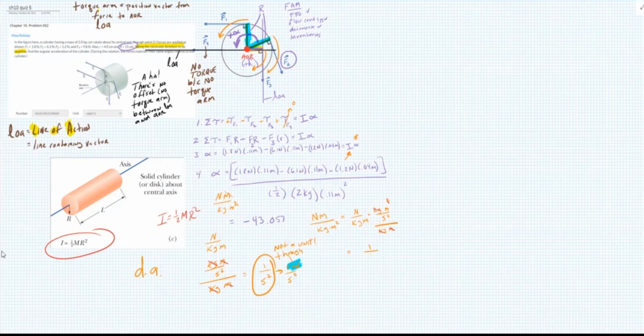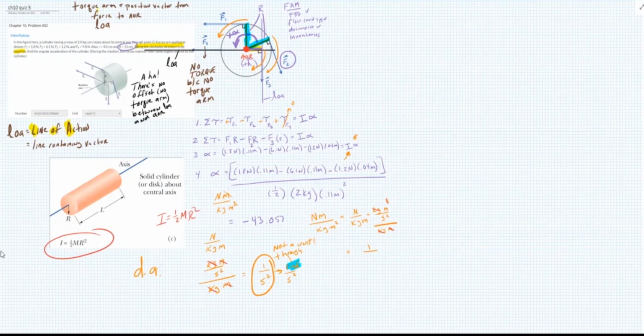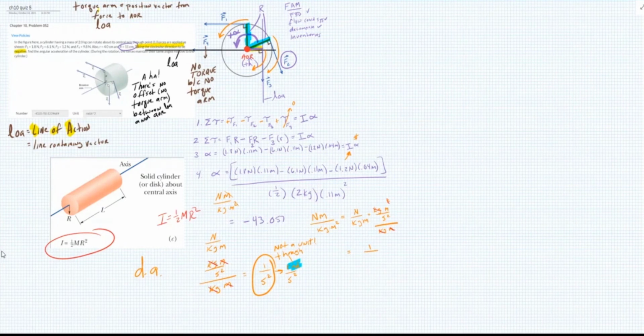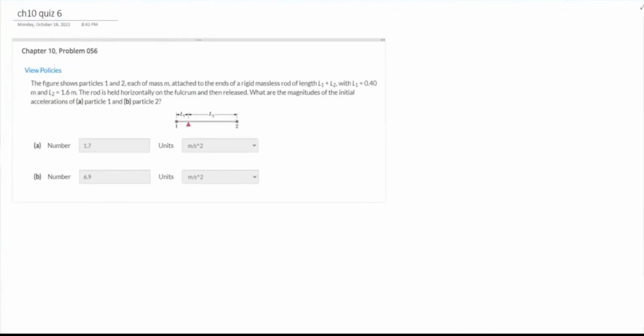All right, I think you should now see our last quiz for tonight, chapter 10, quiz 6. Definitely involving torque. Chapter 10, quiz 6. And I guess we're good to go.